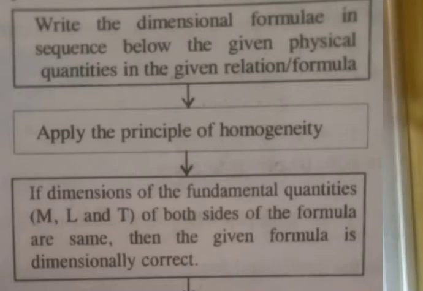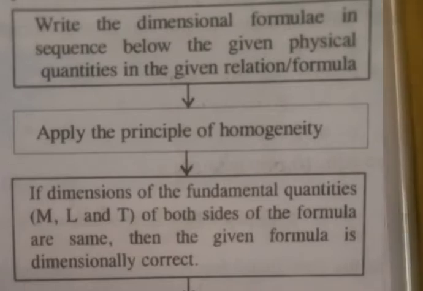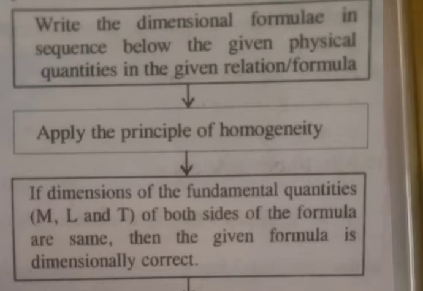To check the correctness of the given physical relation, first of all, the dimensional formula of every physical quantity involved in the relation is written. So what's the first process? You have to write the dimensional formulae of every physical quantity involved in the relation. Then you have to apply the principle of homogeneity.